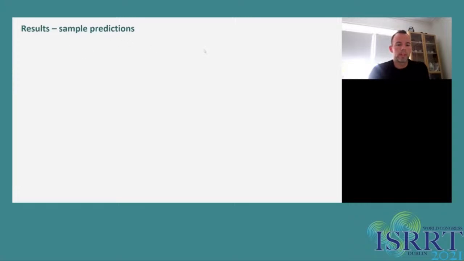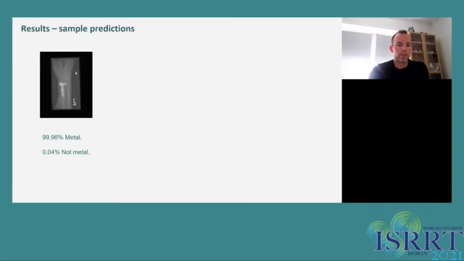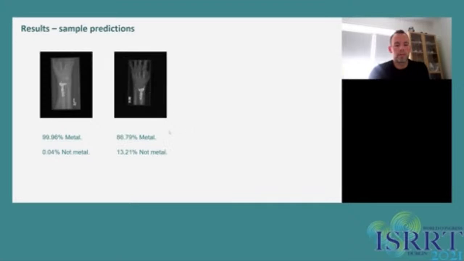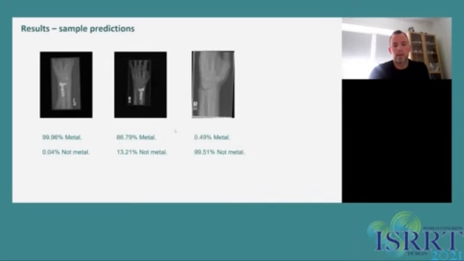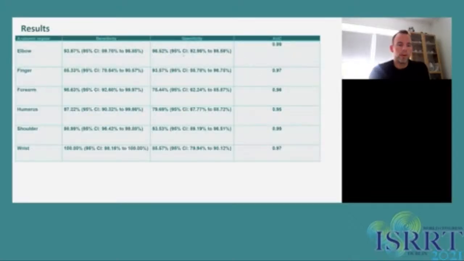For the results, we made some sample predictions. This is just a wrist with some metal, and the neural network told us there was metal. Another image also telling us there is metal. The last image is without metal, though there is this anatomical marker, and it tells us there is no metal in the wrist. For the overall results, we had high sensitivities, specificities, and area under the curve for the elbow, finger, shoulder, and wrist. But we have lower specificities for the forearm and also the humerus, meaning that this could be because of the low dataset size.